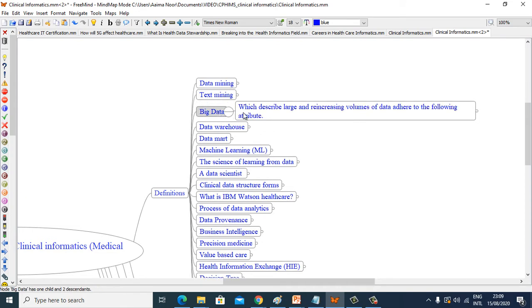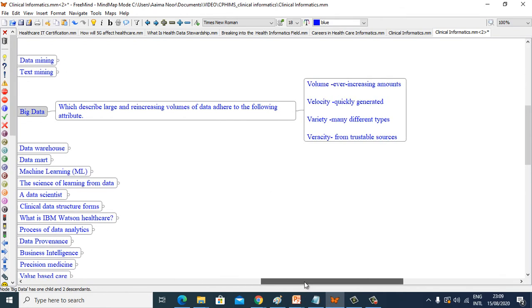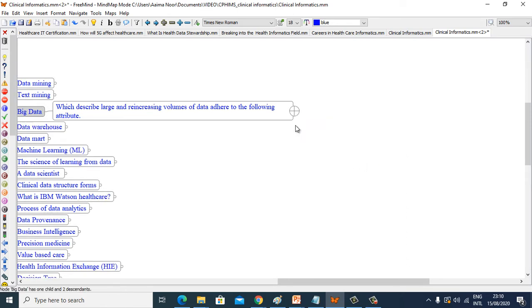What is big data? It describes large and ever-increasing volumes of data that adhere to the following attributes. Volume: ever-increasing amounts. Velocity: quickly generated. Variety: many different types. And veracity: from trustable sources.